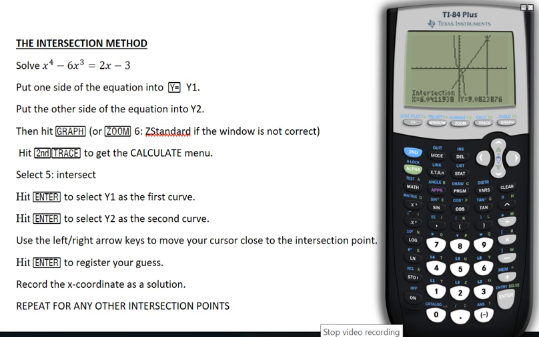All right, that is the x-intercept method and the intersection method. I hope this helps.